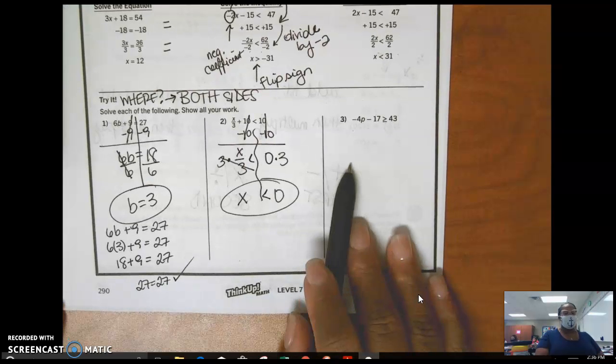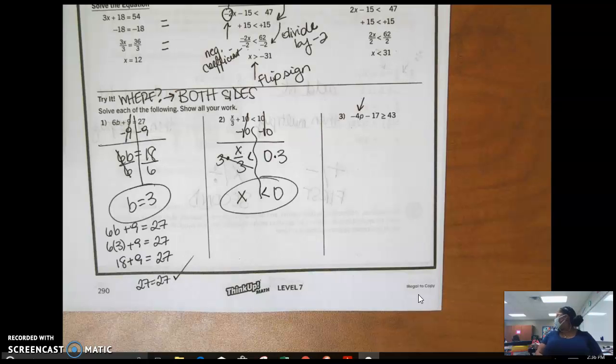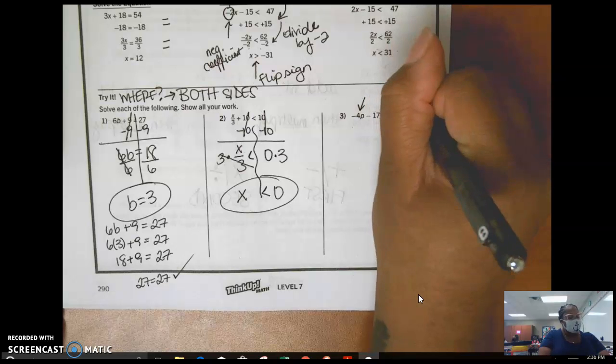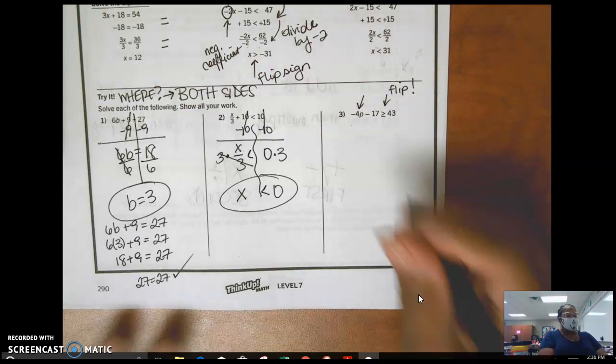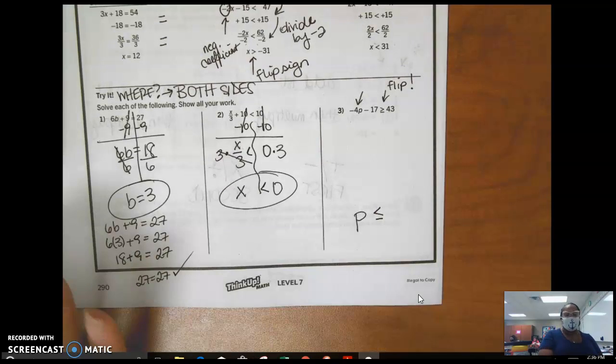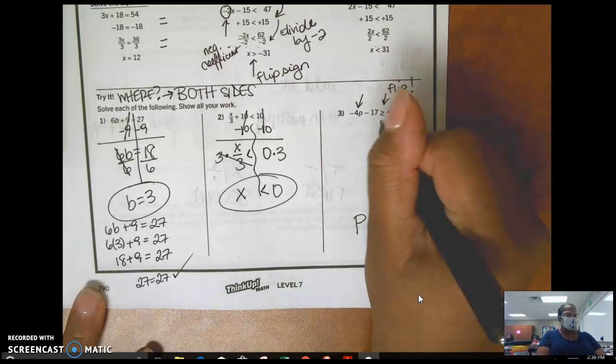Over here, what do I notice about my coefficient? It's negative, so what's going to happen to my sign? Flip. Okay, so down here, P is less than or equal to something. I'm just making myself a note down here. So what do I do first?